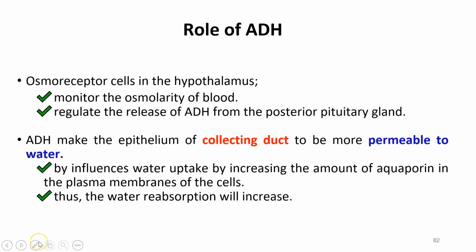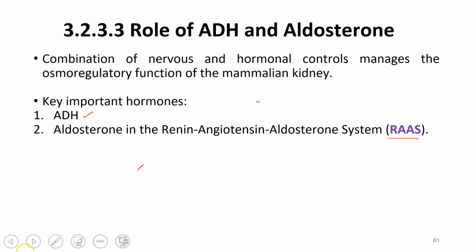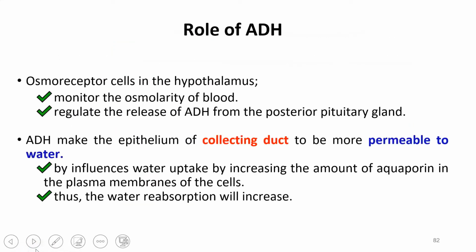Okay, so role of ADH, antidiuretic hormone, osmoreceptor cells in the hypothalamus will monitor the osmolarity of the blood. Okay, so you have in the hypothalamus cells, we call it as osmoreceptor cells, and it has function which is monitor the osmolarity of the blood and regulate the release of ADH from the posterior pituitary gland.